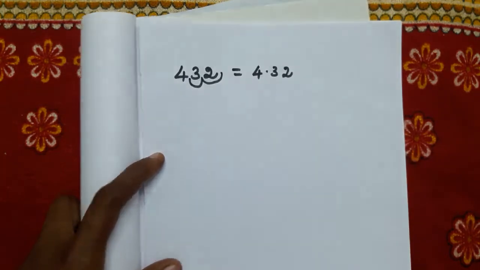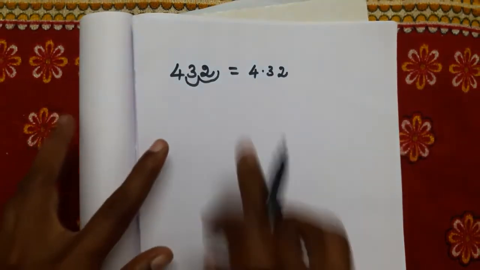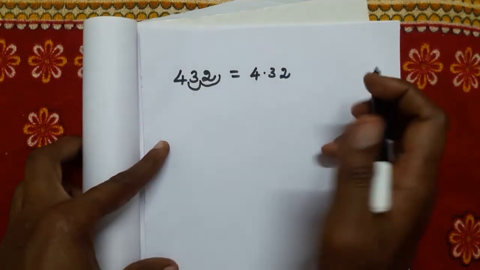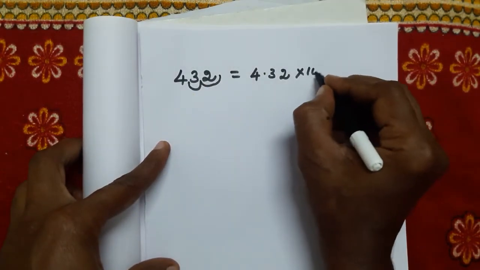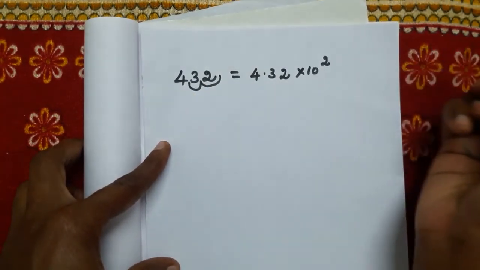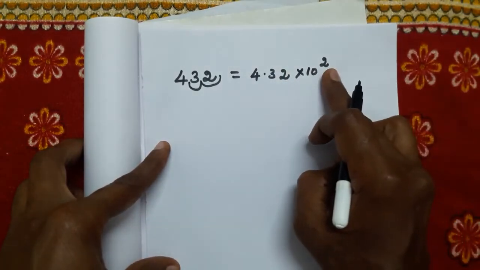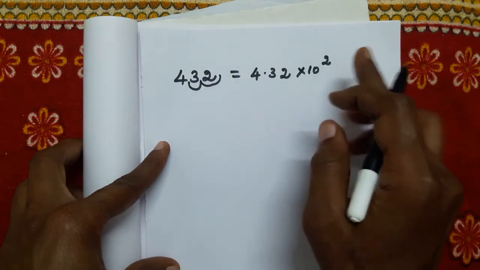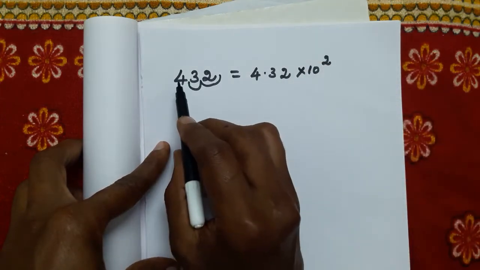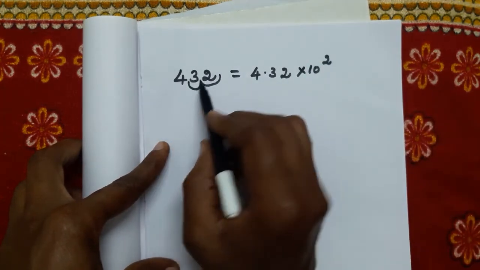Two digits left? So you have to write 10 power 2. Two digits left means we have to write 10 power 2. Okay, first, 432 is the number.